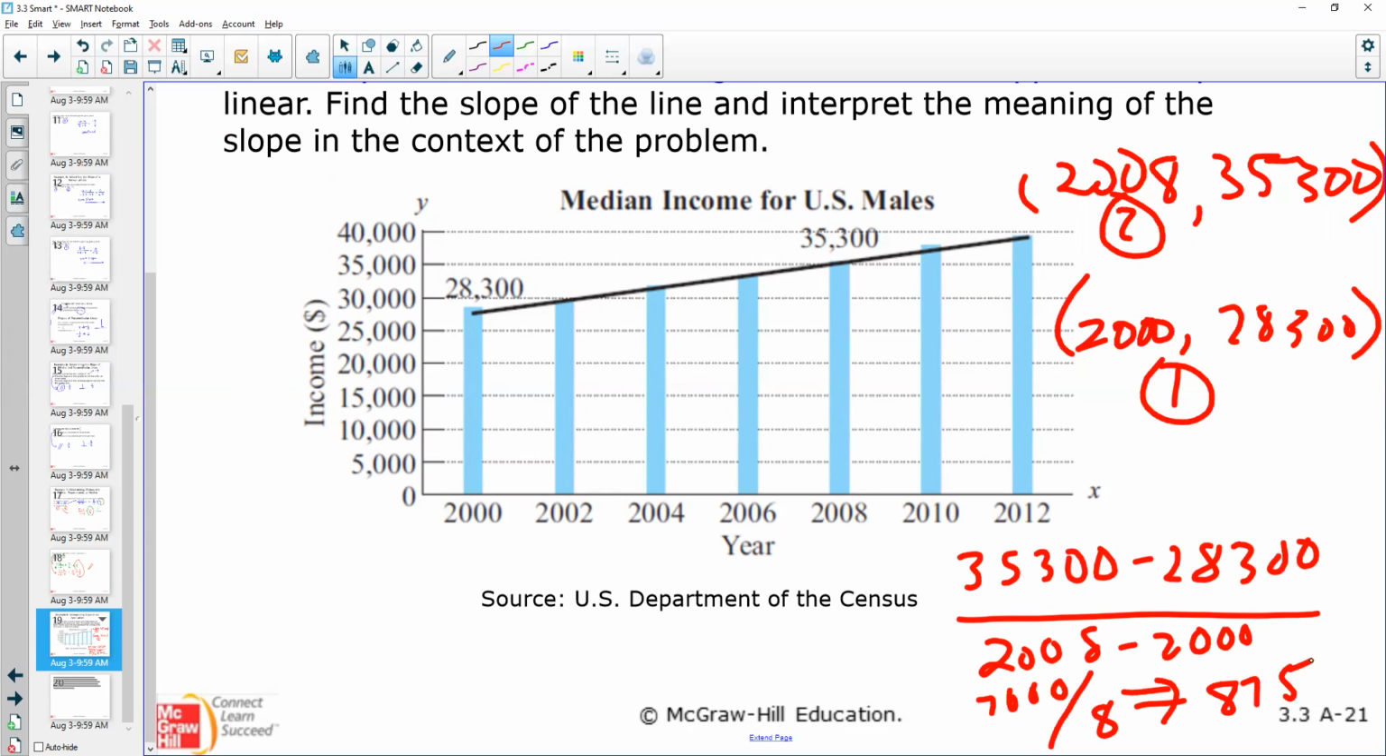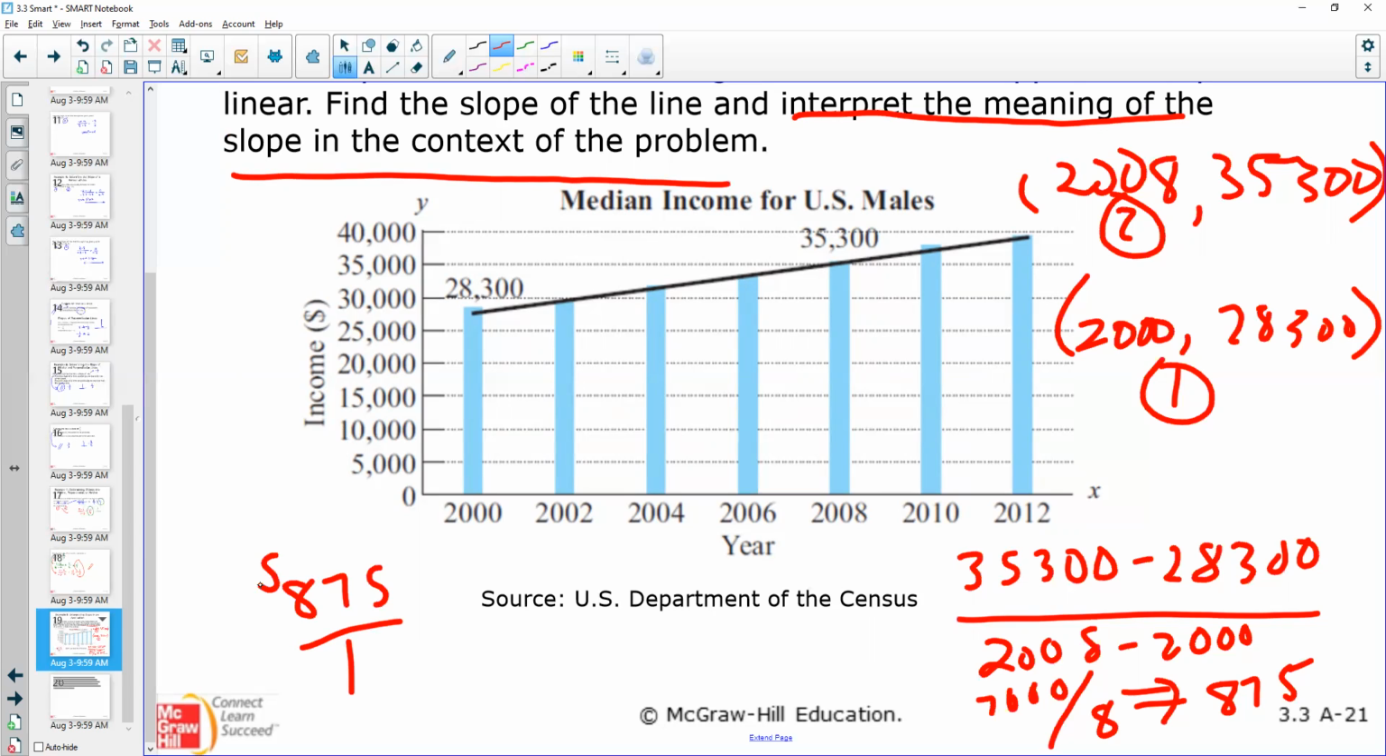So now it says, interpret the meaning in the context of the problem. So what does 875 mean? Basically, the answer is 875 over 1. So this is dollars on the top, right? That was the y-axis, and this is time on the bottom. So essentially what happened is the median income generally went up about $875 every year. That's it, okay? Between 2000 and 2008.